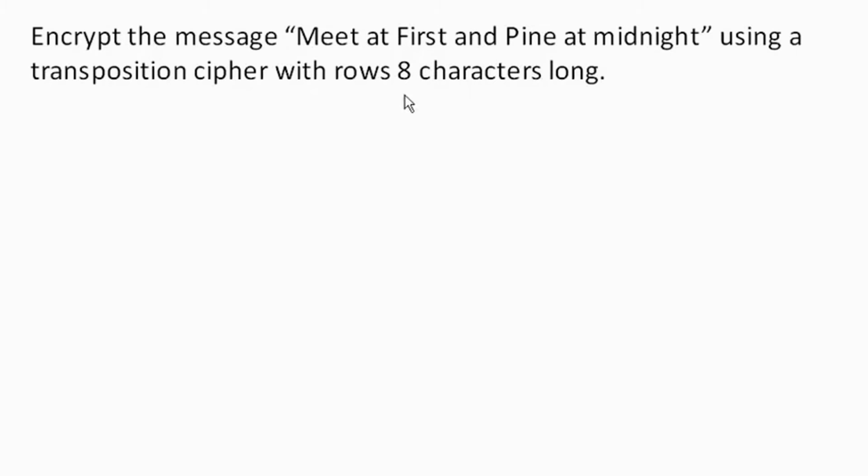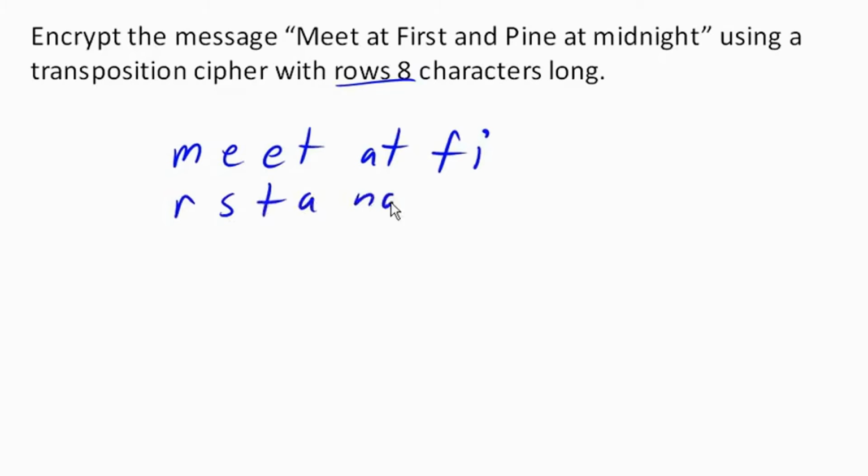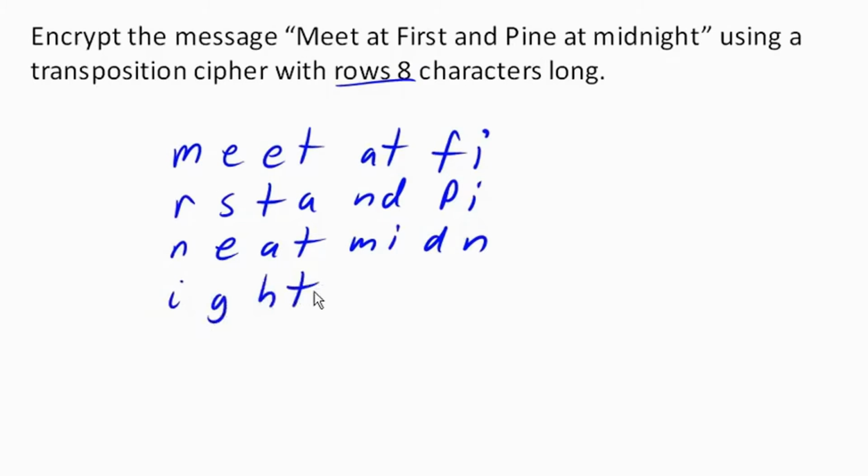So what we're going to do is write out this message 8 characters at a time. So we're going to write meet at first, what are we at? 1, 2, 3, 4, 5, 6, 7, 8. And notice I'm leaving out the spaces. And normally I would do this using all uppercase characters. There we are. So meet at first and pine at midnight.